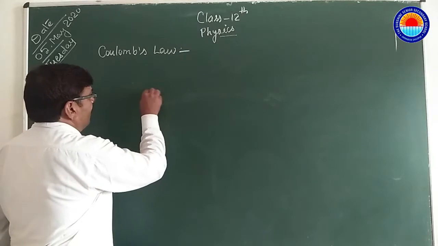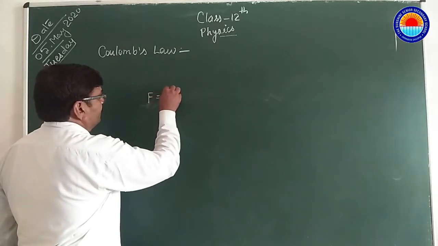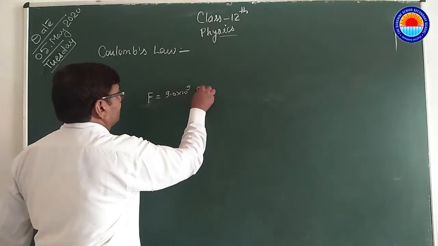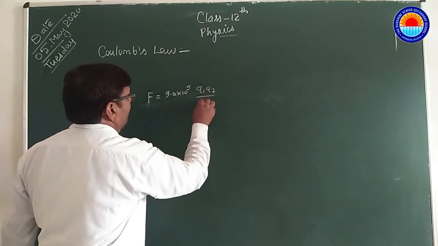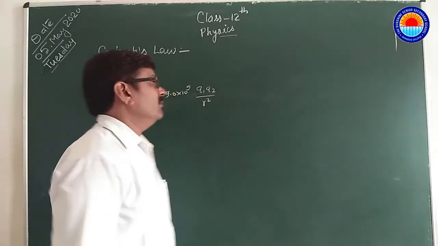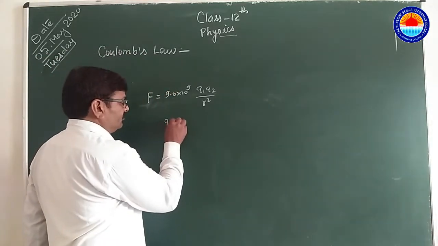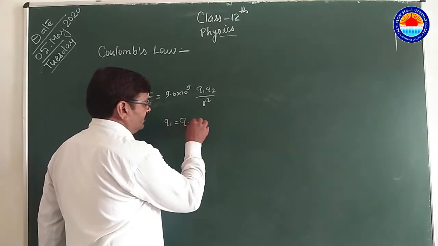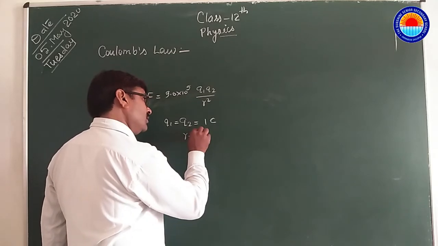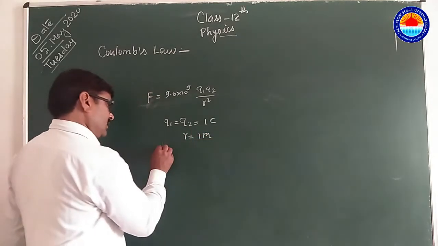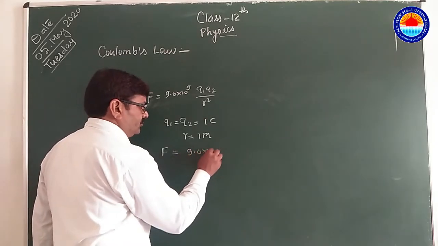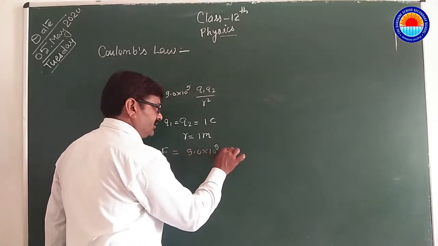By using Coulomb's law, F is equal to 9.0 into 10 to the power 9 Q1 Q2 upon R square, we may define 1 Coulomb. If Q1 is equal to Q2 is equal to 1 Coulomb and R is equal to 1 meter, then F is equal to 9.0 into 10 to the power 9 Newton.